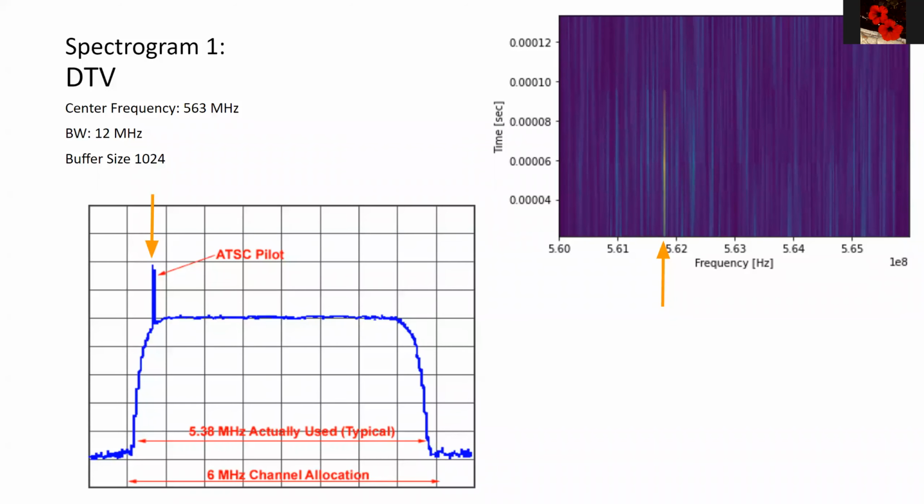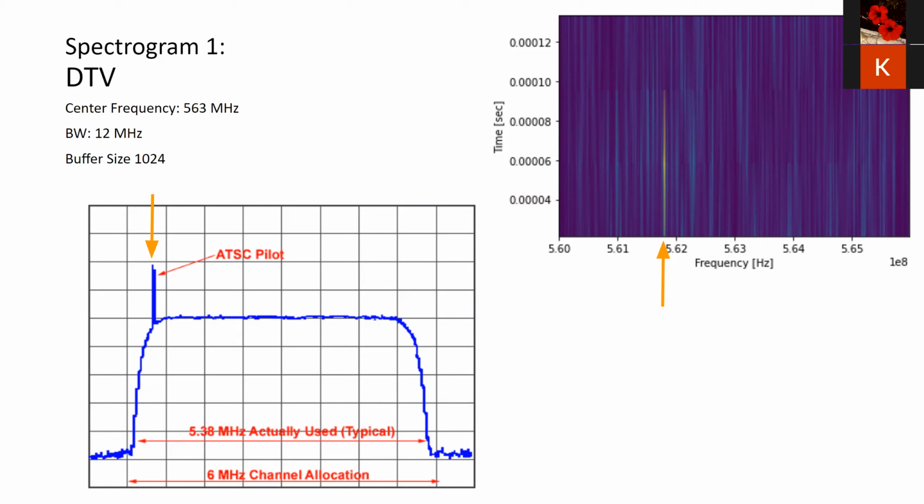All right, so the first signal we looked at was a DTV, or digital TV signal. We used the website TV Fool to figure out what the strongest DTV signal near campus was, which turned out to be channel 29 or Univision. It's about 9 miles from campus. Channel 29 is between 560 and 566 megahertz, so a carrier frequency of 563 megahertz was used. The bandwidth of the signal was 6 megahertz.